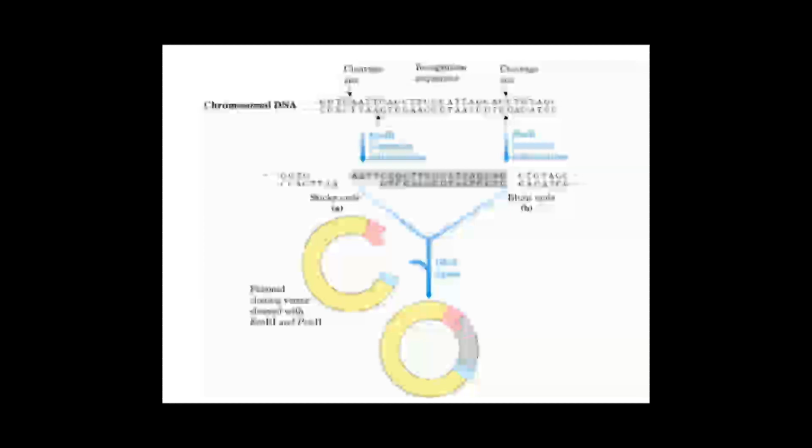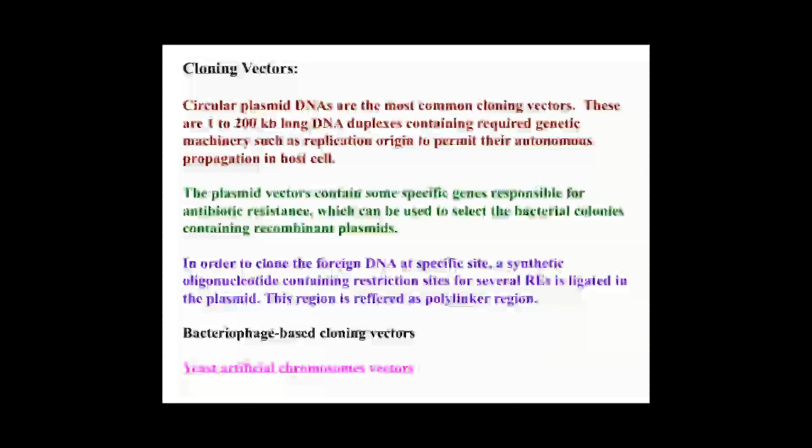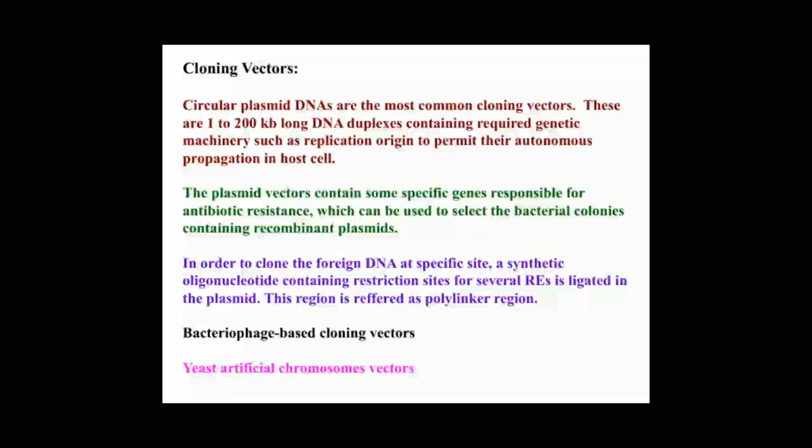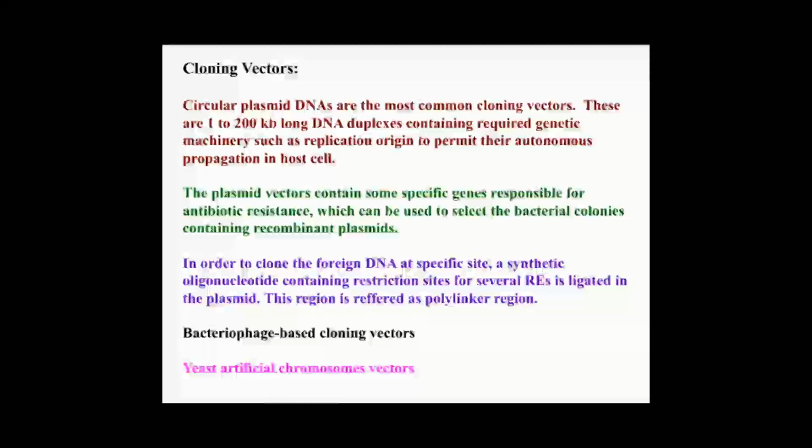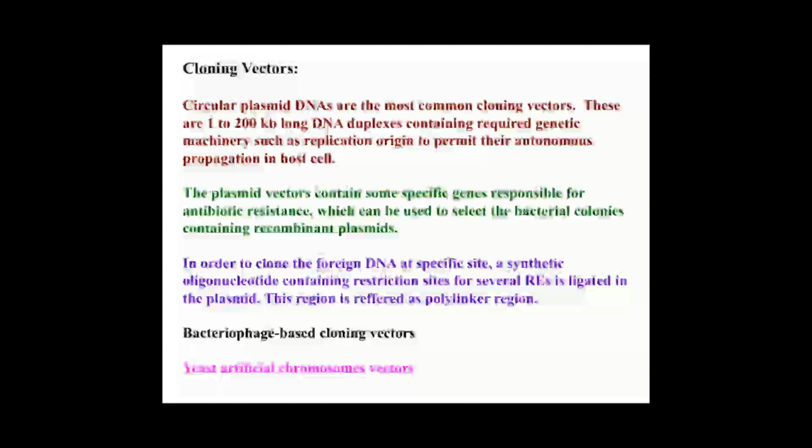Let's talk about cloning vectors, starting with circular plasmid DNAs, which are the most common type used in cloning. These are typically between 1 and 200 kilobases long and consist of DNA duplexes that contain essential genetic machinery. For example, they have a replication origin, which allows them to replicate independently within the host cell. This makes them very efficient tools for cloning.